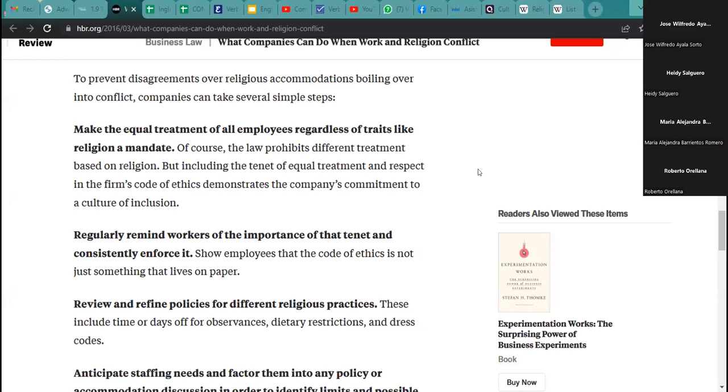Regularly remind workers. Make equal treatment of all employees regardless of traits like religion. How do you pronounce that? Mandate? Mandate. Okay. Of course, the law prohibits different treatment based on religion, but including the tenet of equal treatment and respect in the firm's code of ethics demonstrates the company's commitment to a culture of inclusion. Okay.